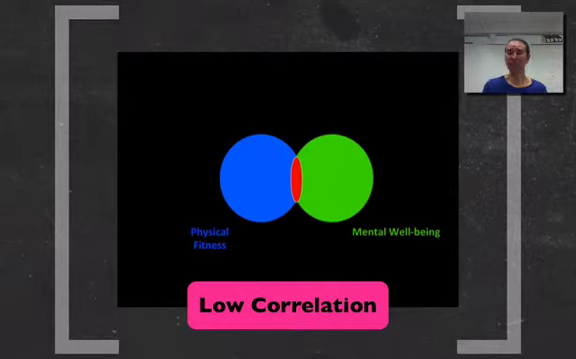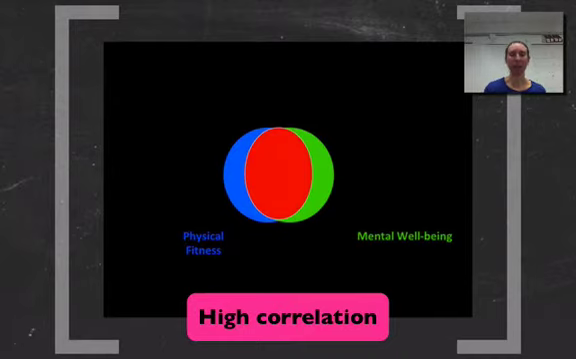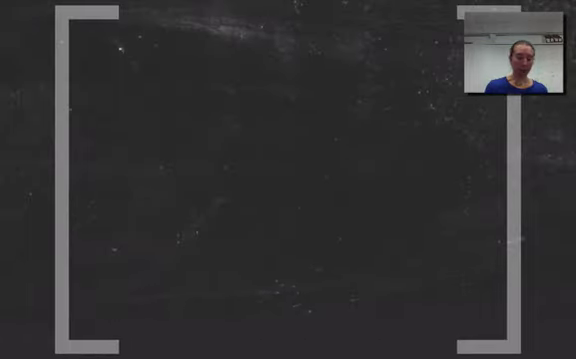but not very much. And then we have this one, which actually looks something like a beach ball. This is a high correlation, and so there's a lot of overlap between these two variables, such that knowing your physical fitness level tells me something; I know more about what your mental well-being might be. So in this case, there's a lot of overlap in the variance of these two variables, or there's a high correlation. So we can talk about high versus low correlations.